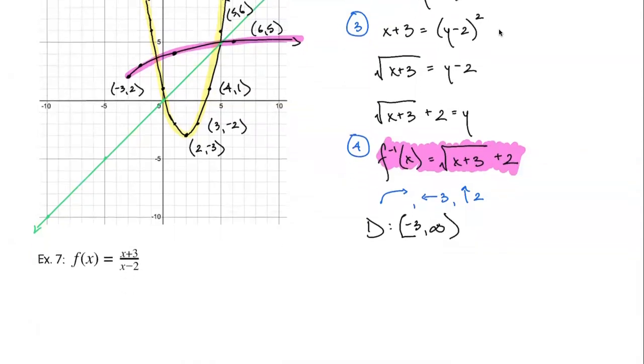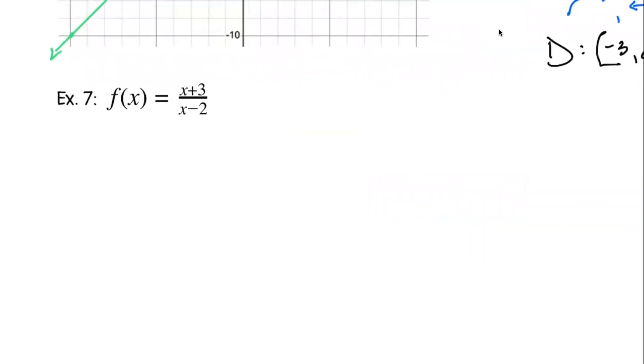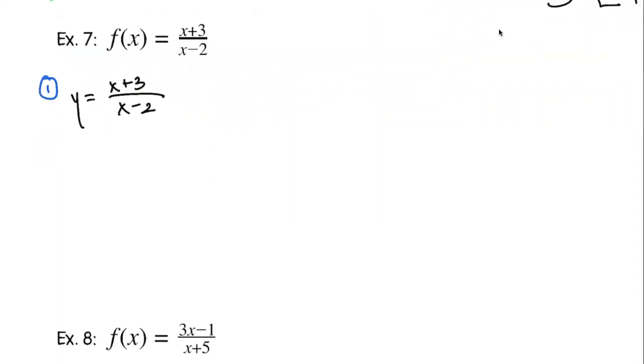All right. Let's take a look at example number 7 here. Okay, so 7 and 8 are going to be much more similar to each other than the previous examples, but this is definitely going to be some algebra skills that will be helpful once we get to calculus in the spring. Okay, so let's go ahead and apply those 4 steps. We're going to change f of x to equal y. Next, we're going to switch our x and y. So we get x equals y plus 3 over y minus 2.